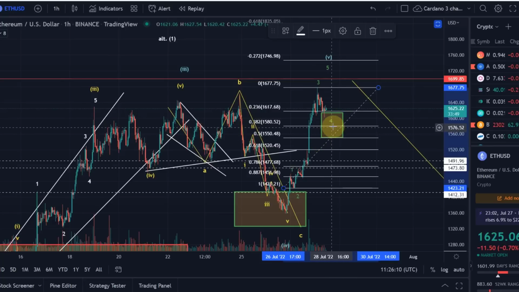Ideal retracement here would be the 38.2% fib level, 1580. That would be ideal. That's the highest likelihood retracement level for a wave 4. So what does it mean?